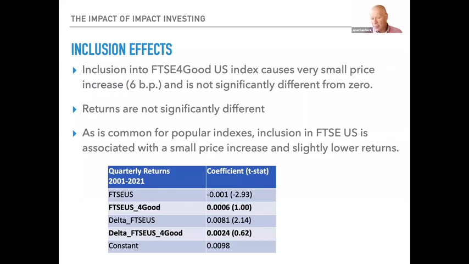And remember, on the previous slide, what we were calculating is the difference in the cost of capital. And the price change is the capitalized value of the cost of capital. So a 6 basis point change in the price is in the same order of magnitude as a 0.35 basis point change in the cost of capital. Either way, the effect is very, very small.